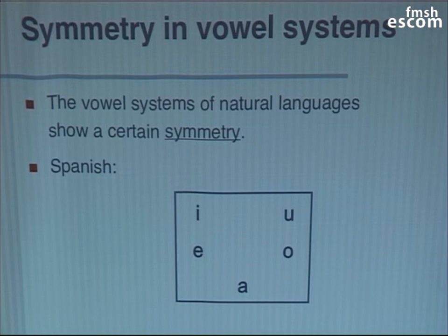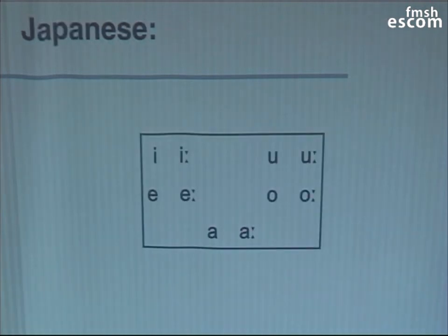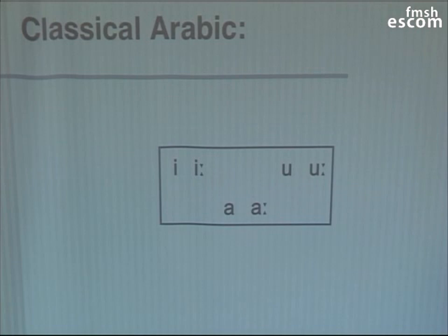This is a set of slides, probably unnecessary for linguists, but I'll run through them anyway. The point is, as you know, vowel systems of natural languages show a certain kind of symmetry. They're not necessarily perfectly symmetrical, but they do show a kind of pattern. This is Spanish, this is Japanese, just like Spanish except long and short, or maybe there are other ways of analyzing Japanese, I don't know.